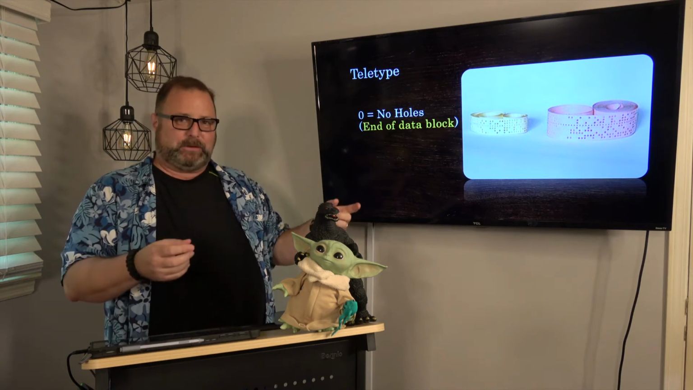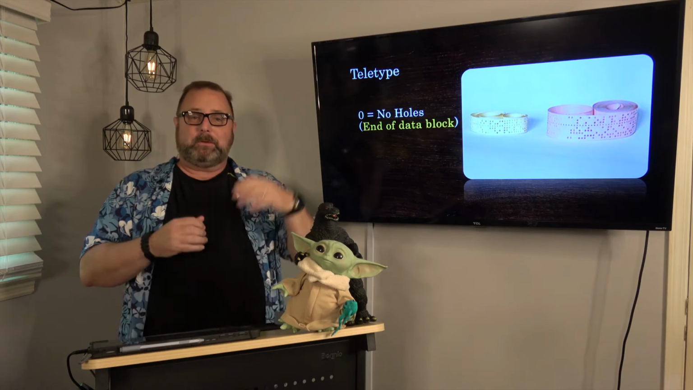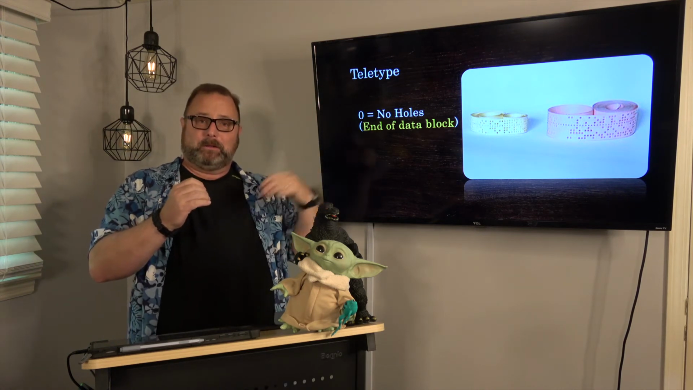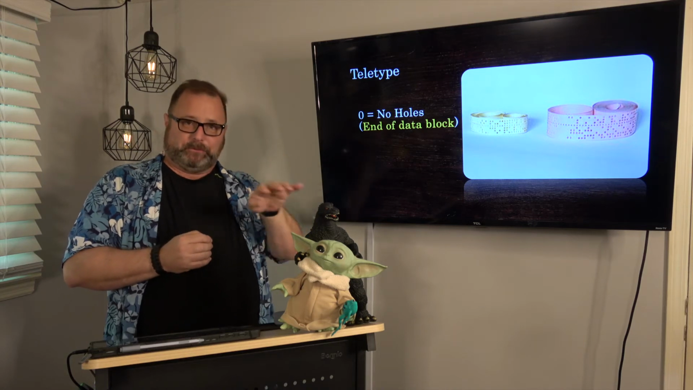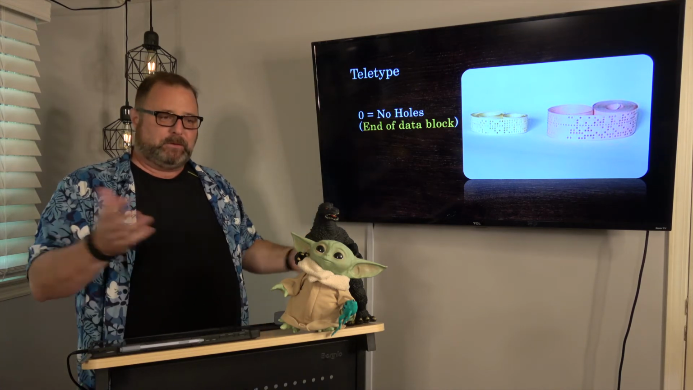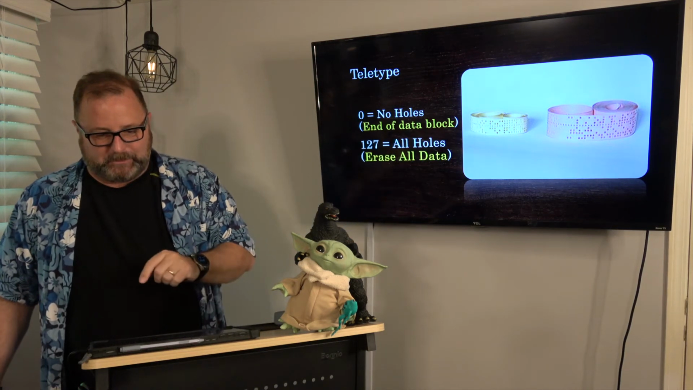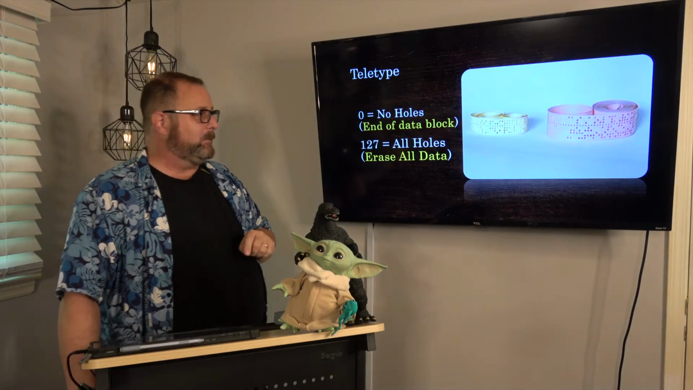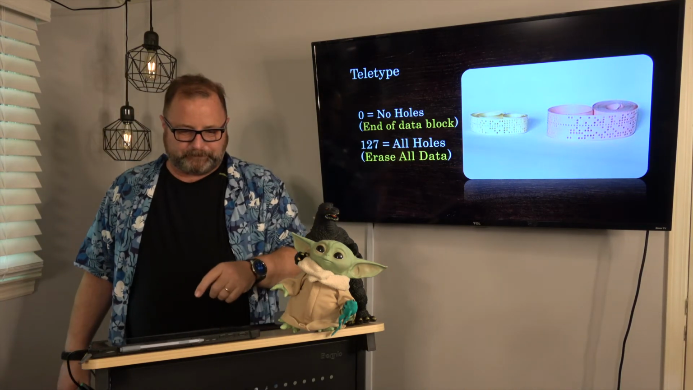if it was in the machine and I wanted to delete the information on a row, what I would do is I would punch every hole. And so if you hit the delete key, it just kept punching all 7 holes and you had no idea what was there, right? So the basically code for erase all data was 127, punch them all. Okay?